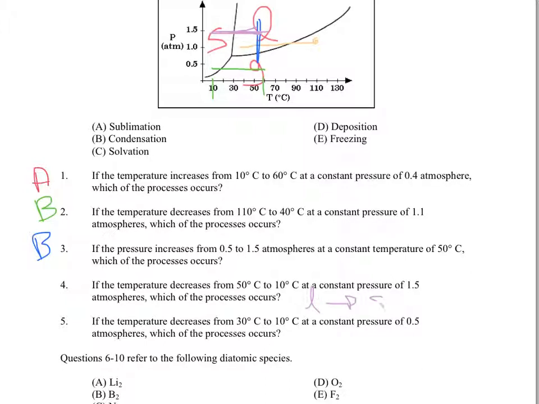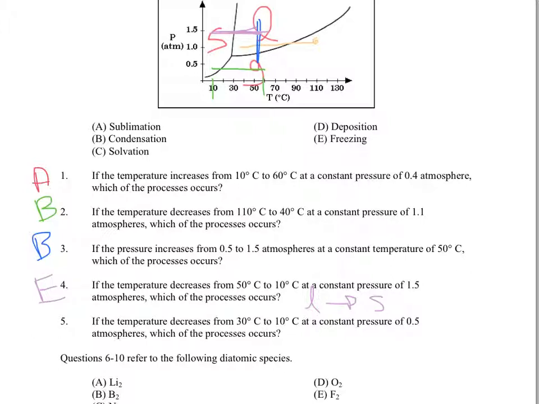Very good. And what is it called when you go from liquid to a solid? Freezing, very good. So to see how these work, they're not hard. You just kind of got to look at them and figure them out. And the last one I'm going to do, I'm going to make it like a light ice blue color. If the temperature decreases from 30 to 10 at a pressure of 0.5, what is that?